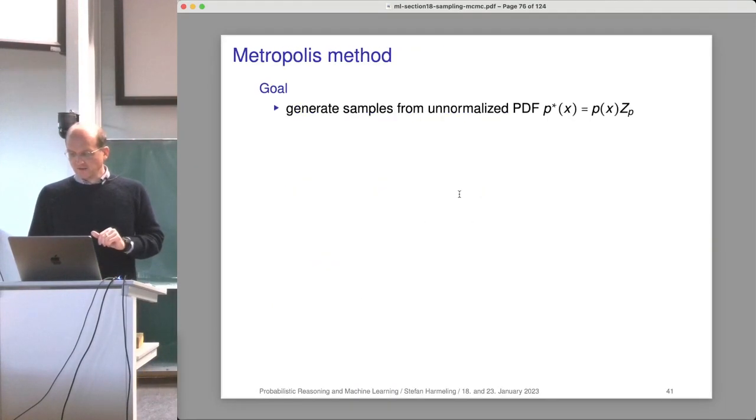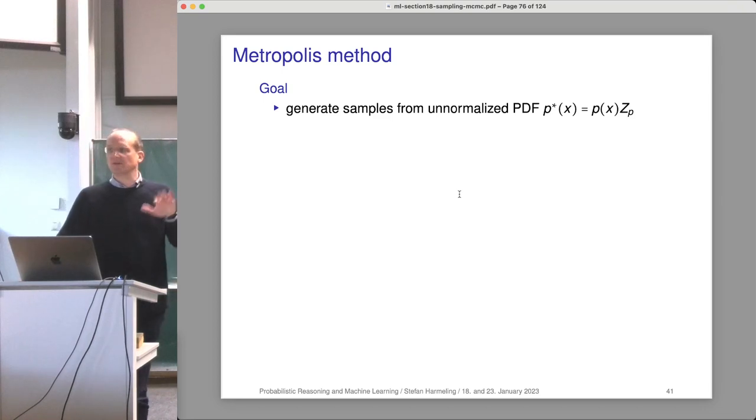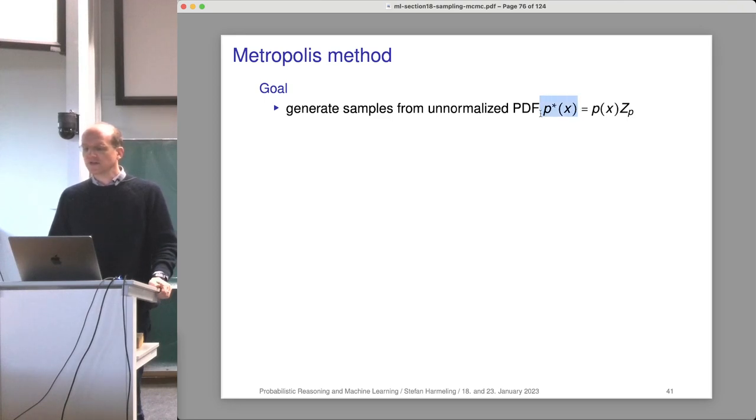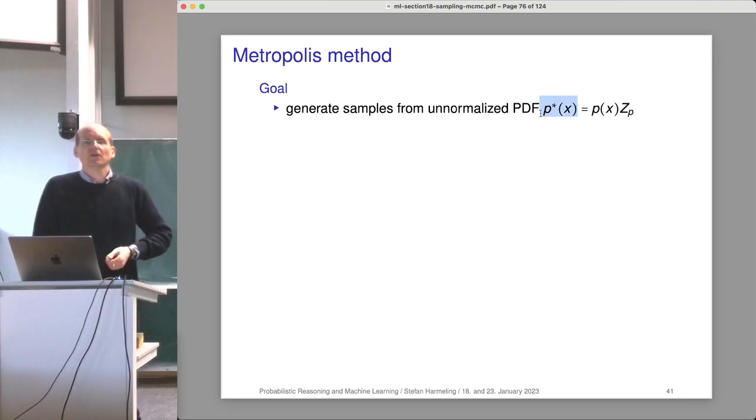Okay, good question. Now comes the first method, the main method, the Metropolis method. There's also the Metropolis-Hastings method, which we will see in a couple of slides. But the basic one is the Metropolis method. The goal of the Metropolis method is to generate samples from some unnormalized PDF, where we might only have the functional form, which is not normalized.